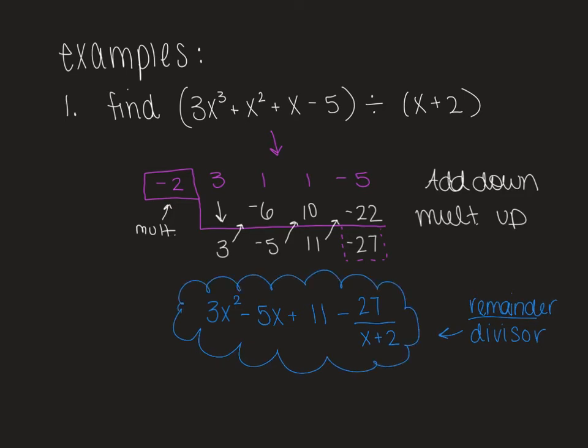So remember, this only works when you're dividing by a linear term, like how we're dividing by x plus 2. And we set it up, we follow our process, you see how it kind of zigzags through, and then you're left with your values. You just have to add your x's in. So let's see a couple more.